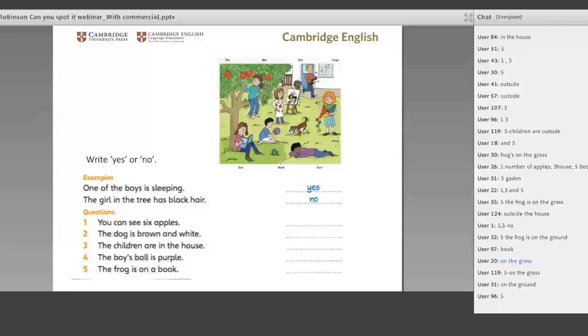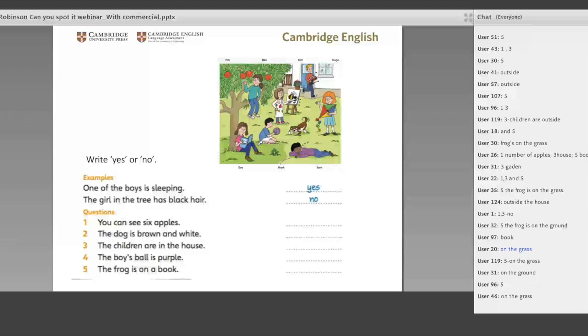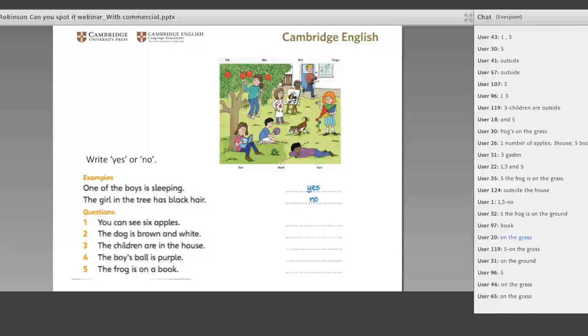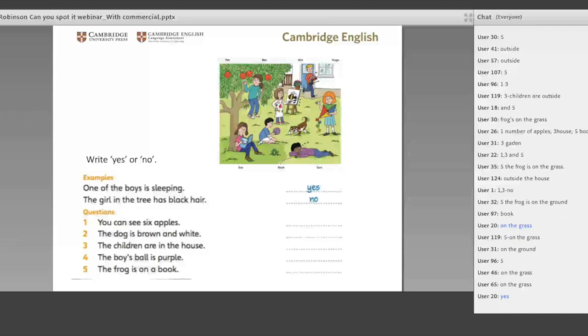So what would happen if our students read the sentences too quickly and don't spot those little words like in, 6 and book? They'll probably get the answer wrong, won't they? So spotting little words in sentences when they're being tested like this is a very important thing to do. I hope you agree.